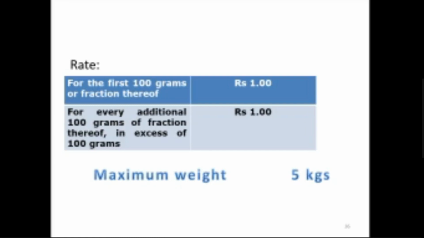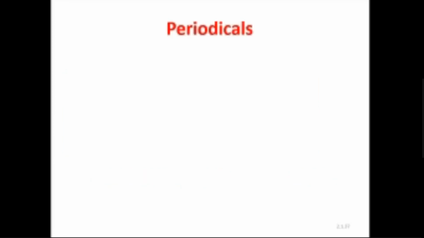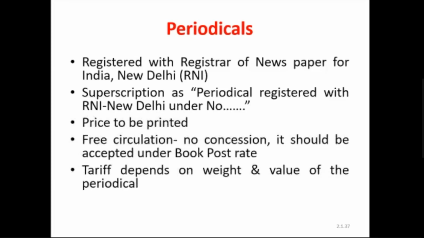one. So you can easily keep it in mind: for every 100 grams or part thereof, we are charging only 1, and you can send up to 5 kgs. So this is about the rate, maximum weight and the tariff. So the next class of article we are going to look at is periodicals. Very important. After this, we are going to see the important kinds of inland mails.